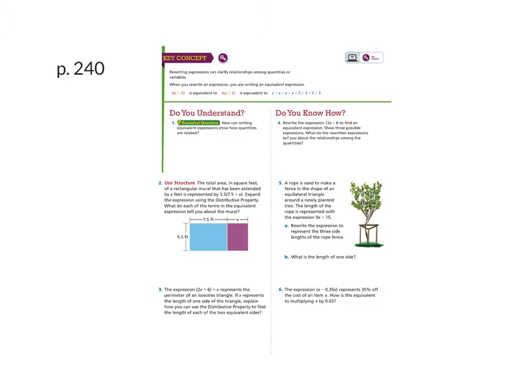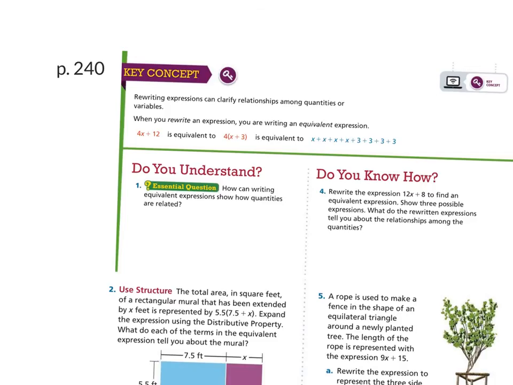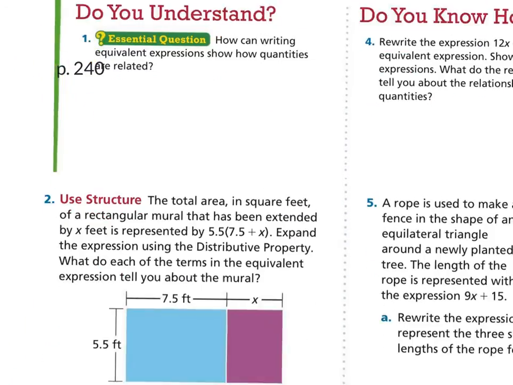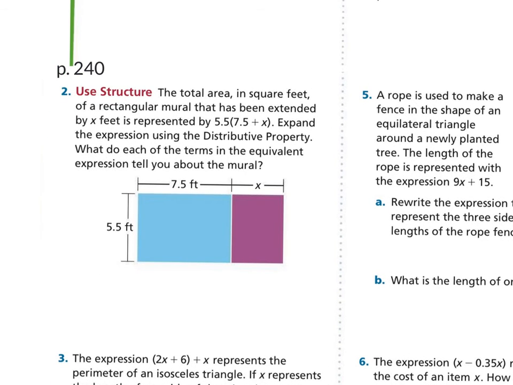So look on page 240. Again, the key concept just talks about rewriting expressions and how we can write equivalent expressions. If we look at number 2 on the Do You Understand, the total area in square feet of a rectangular mural that has been extended by x feet is represented by 5.5 times the quantity 7.5 plus x. Expand the expression using the distributive property. What do all the terms in the equivalent expression tell you about the mural?